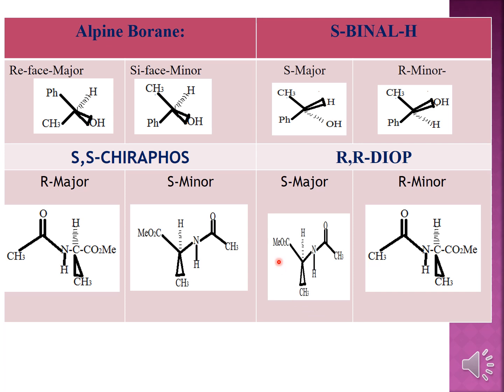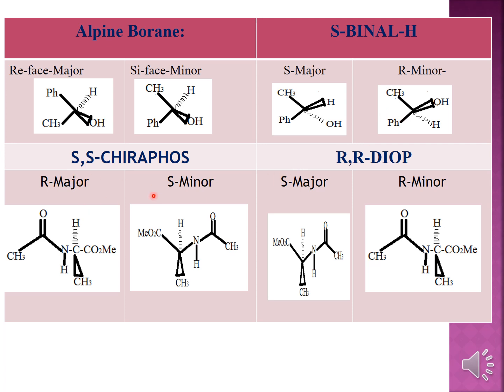Here you can differentiate all the reactions which you have studied in enantioselective synthesis. For alpine borane, it is binyl H, and these two are similar and these two are similar. If you first write alpine borane as binyl H to avoid confusion, then the Re face gives the major product and the Si face gives the minor product. Again here, S is the major and R is your minor product. S configuration, R configuration.